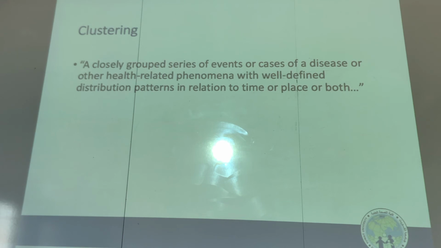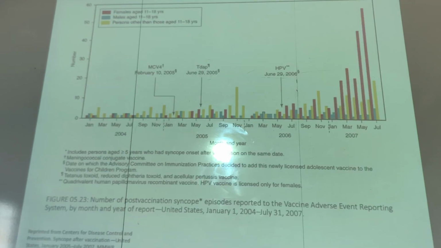Now clustering: a closely grouped series of events or cases of a disease or other health-related phenomena with a well-defined distribution pattern. So here we have clustering. Whether it is aggregation of cases at a certain point of time or aggregation of cases in a specific place, this is called clustering. So basically here there is a kind of grouping in space and time. Here, in time.